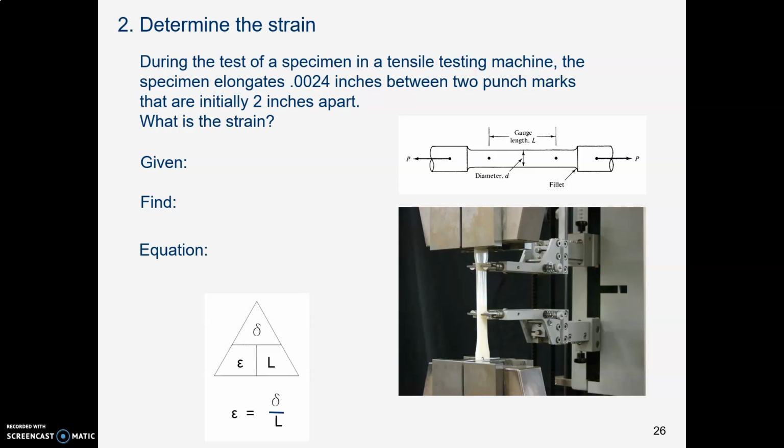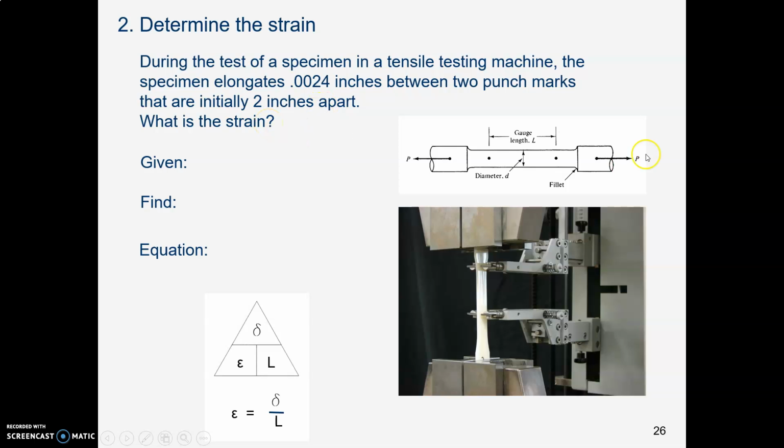Second question has to do with one of those tensile testers. We put a steel specimen inside our tensile tester. It starts out with gauge marks that are 2 inches apart. It elongates 2.4 thousandths of an inch. It elongates 0.0024 of an inch between marks that were originally 2 inches.